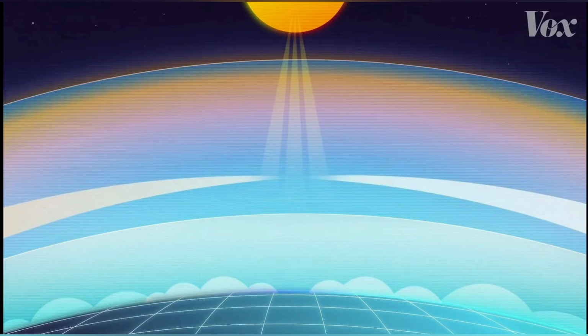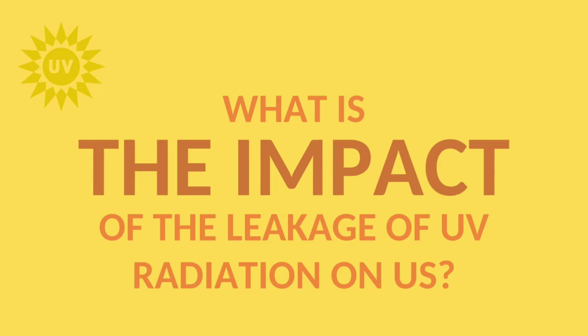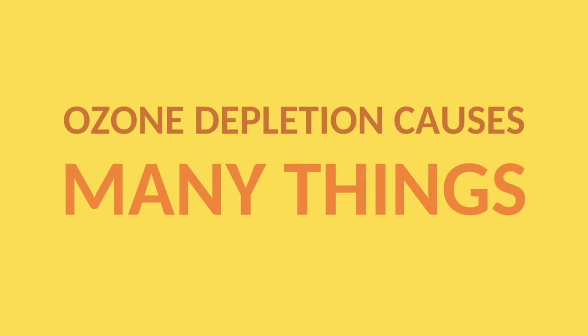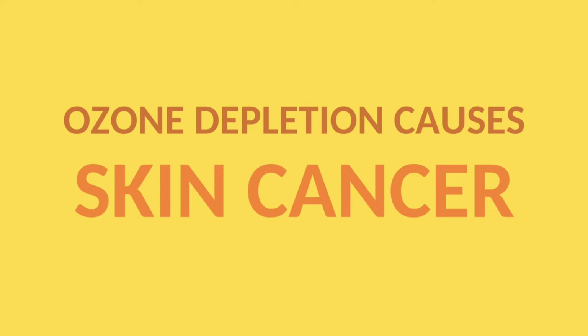With the depletion of the ozone layer, various problems arise with the entry of harmful UV rays that are not reflected by ozone. What is the impact of the leakage of ultraviolet radiation on us? There will be many impacts that we receive due to the depletion of the ozone layer. However, one of the impacts that will be discussed is skin cancer.